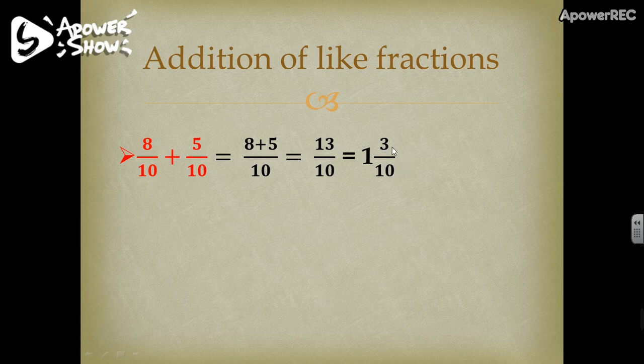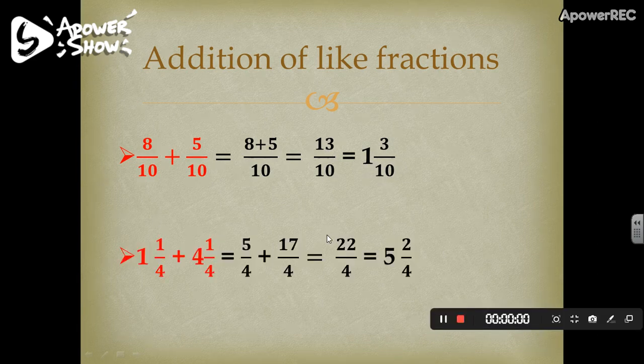In the last class we learned that the mixed fraction can be written with our quotient as the whole number, the remainder above the line, and the divisor below the line. So 1 is my quotient, 3 is my remainder, and 10 is the divisor. So 13 by 10 is equal to 1 3 by 10. Now let's move to another example.